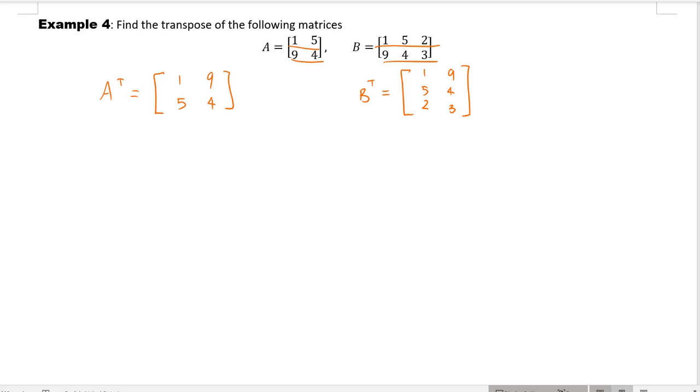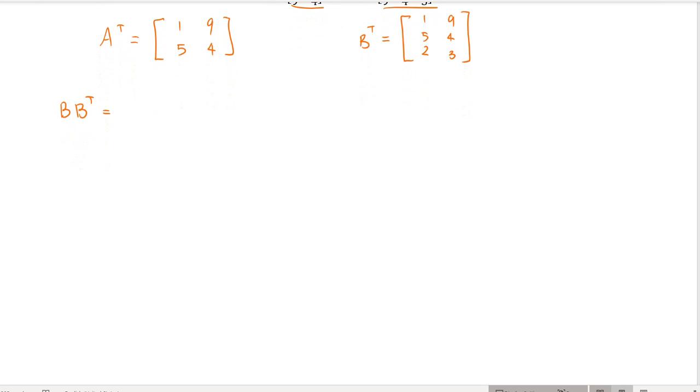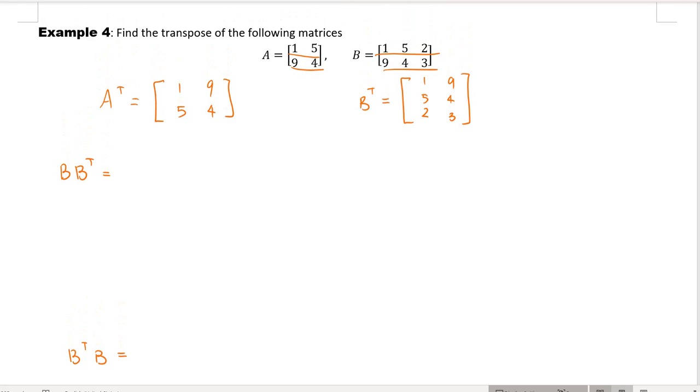Okay, so now let's do some computation. Let's compute B times B transpose, and also let's compute B transpose times B, and let's see how different the results are. You can also pause the video here and try to work on this, and then you can check your answers later. Are you ready?